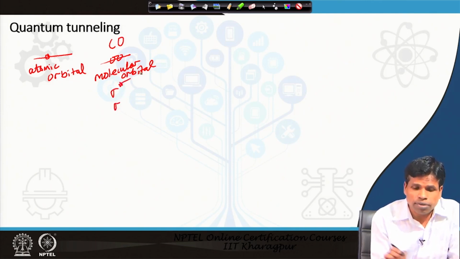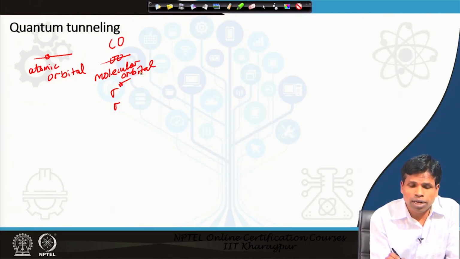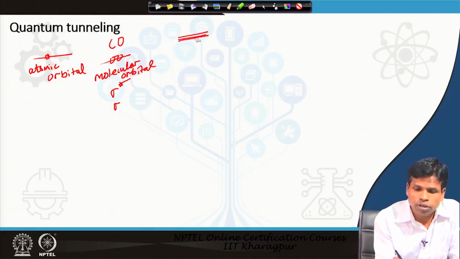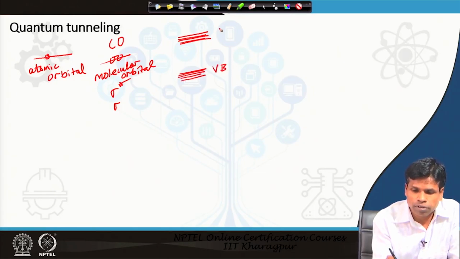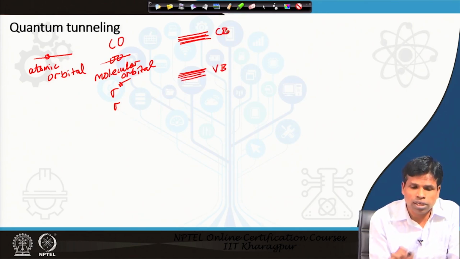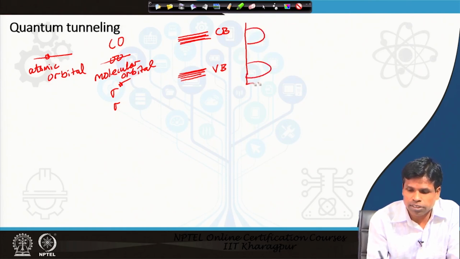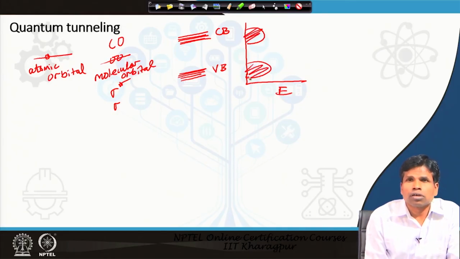Then we have solids, where several atoms come together. When several atoms come together, their energy levels overlap with each other, forming bands. It can be valence band and conduction band in the case of a solid, and here we talk about the solid, and in solids we will see how quantum tunneling occurs or how tunneling current is measured. In this case also we have density of states, energy versus density of states for the occupied states and unoccupied states.